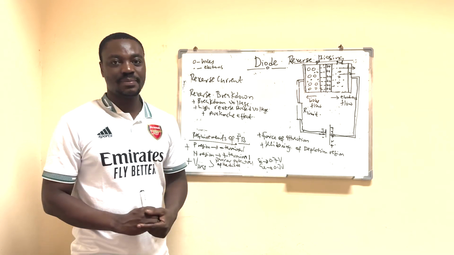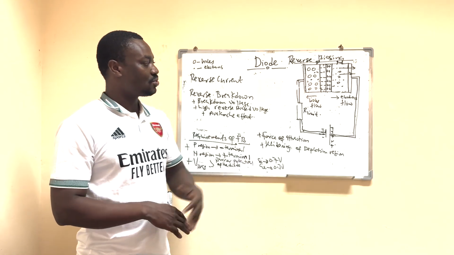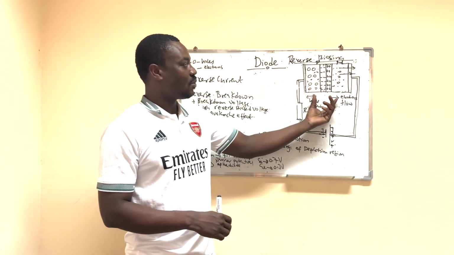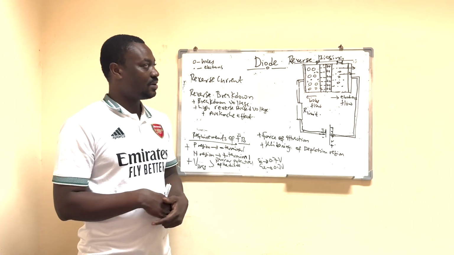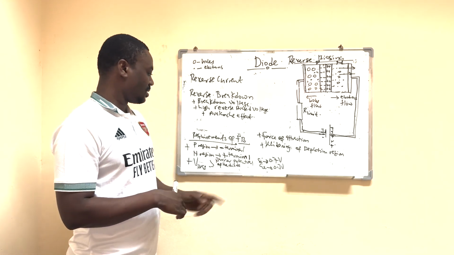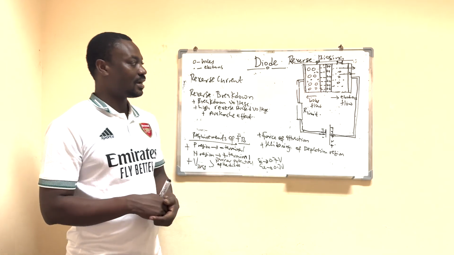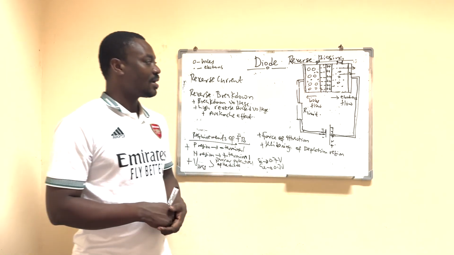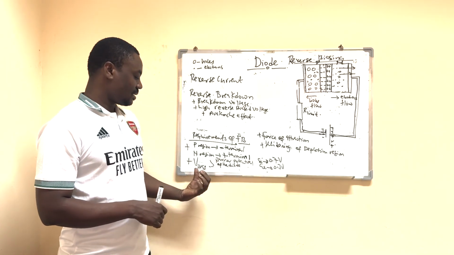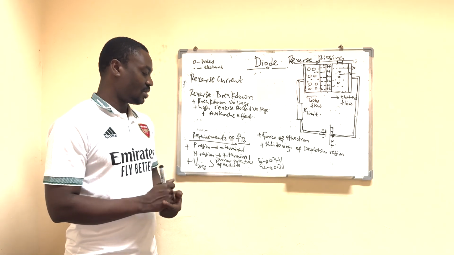When it comes to reverse biasing, we have a situation whereby the anode, which we refer to as the P region, is connected to the negative terminal, and then the N region, or the cathode, is connected to the positive terminal, as is being shown here. Also make sure that the bias voltage is greater than the barrier potential of the diode.